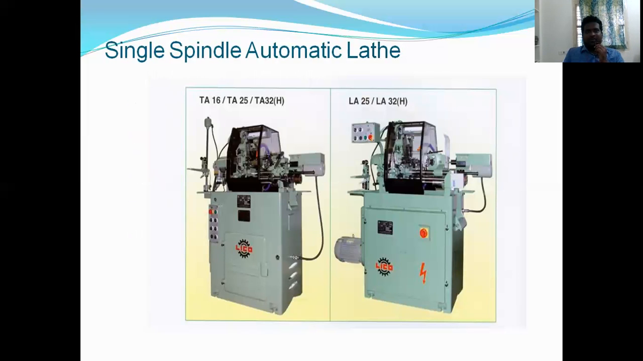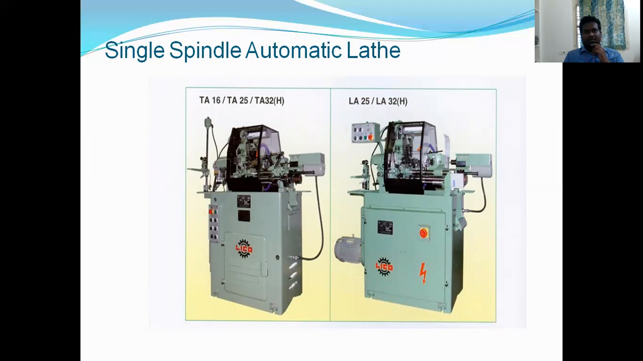So in the picture we are observing a single spindle automatic lathe. A single spindle automatic lathe means only a single spindle is attached. Because of the single spindle, we are doing only one machine operation at a time, right?